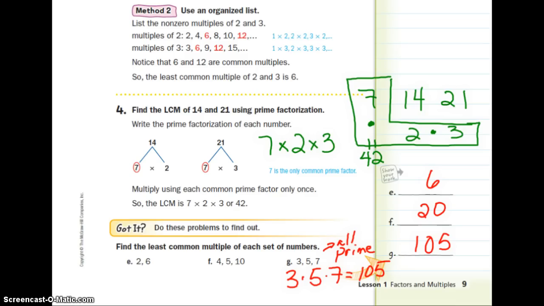Pause the video. Okay, for E, 2 and 6, the least common multiple is 6. F, for 4, 5, and 10, the least common multiple is 20. And for G, the least common multiple is 105. I know that because 3, 5, and 7 are all prime numbers, and the only thing I can do with them is multiply them together.